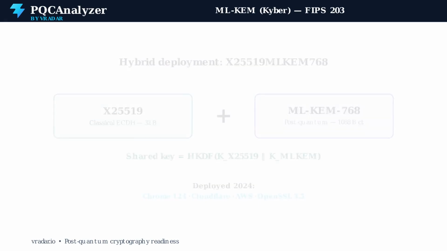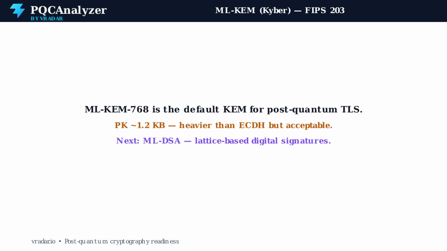ML-KEM-768 is the default KEM for post-quantum TLS. Public key around 1.2 kilobytes, heavier than ECDH but acceptable. Up next, ML-DSA, digital signatures built on the same lattice foundation.